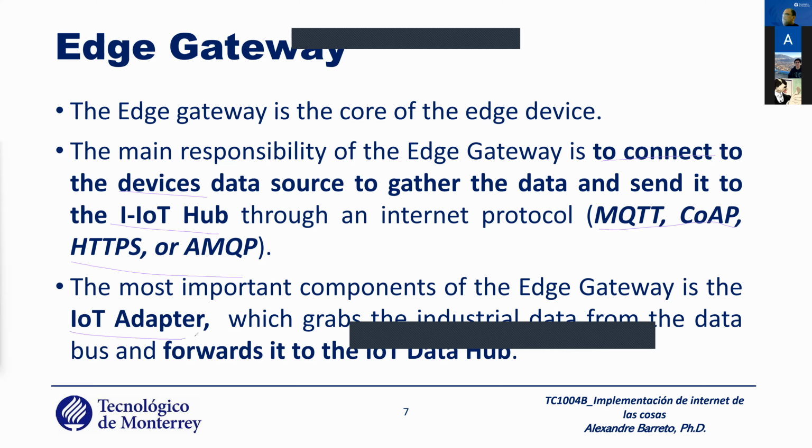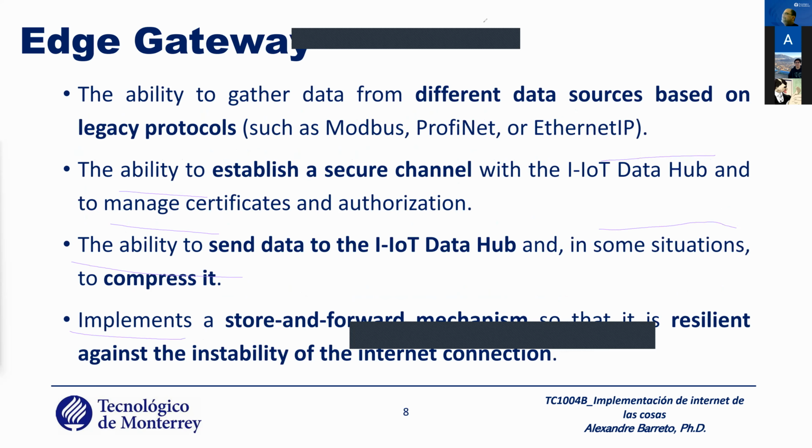The most important component in the gateway is the IoT adapter that transfers data and forwards it to the Data Hub. The gateway is important because it has the ability to transfer or to manipulate different data sources based on legacy protocols using the industrial adapter. It gets the data from the OPC, for example, and transforms this data, inserts this data inside the MQTT message and sends it to the cloud.